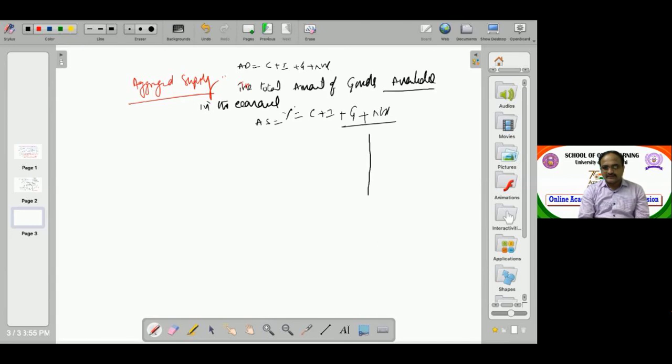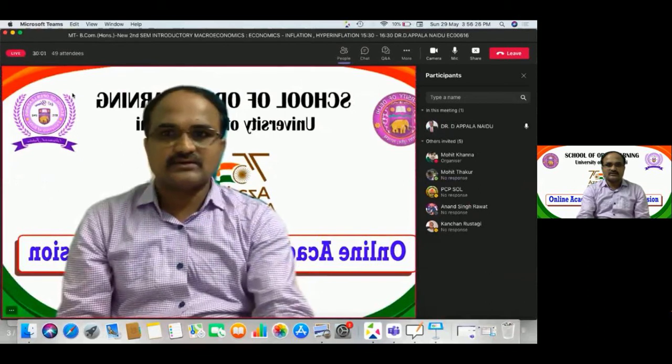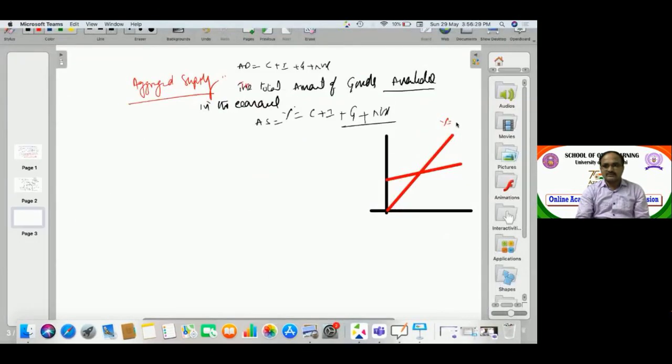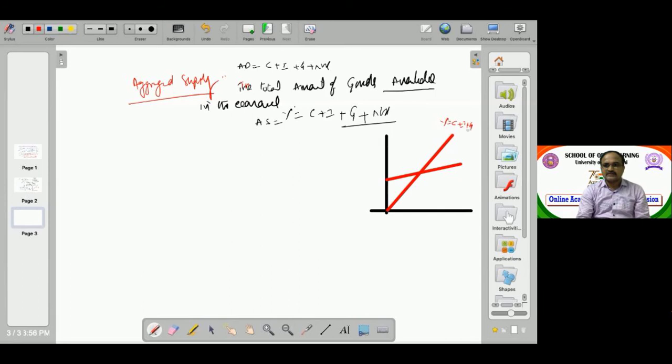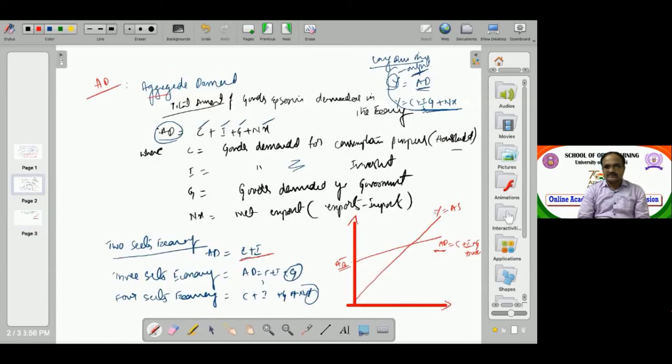So now we can draw the diagram here again, so that you can look at it. This is the aggregate demand curve. So Y is equal to C plus I plus G plus NX. This you can also call aggregate supply. This is AD is equal to this. We already discussed this in the previous slide. So aggregate demand is that, and we are discussing aggregate supply.